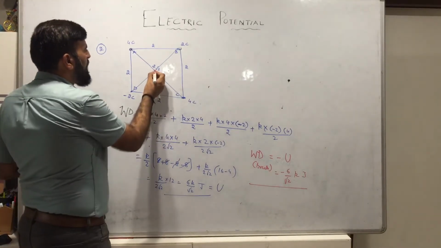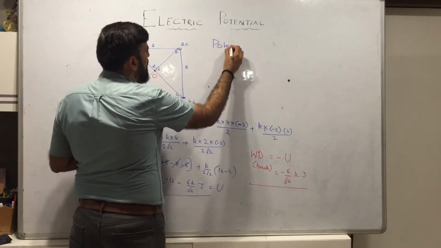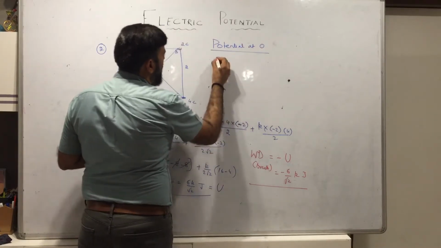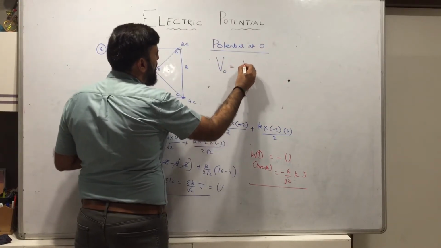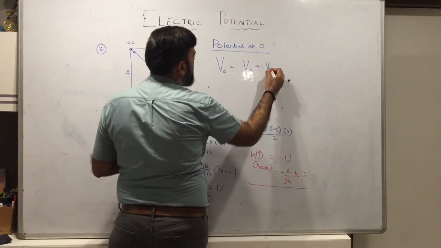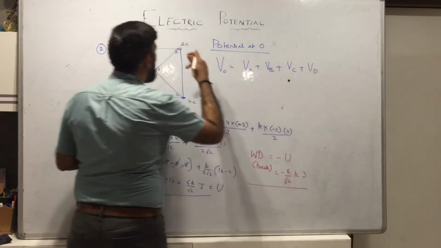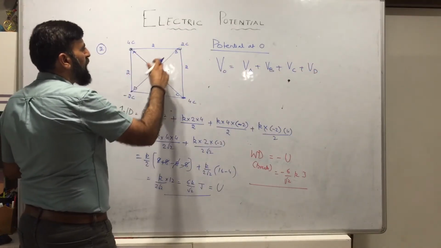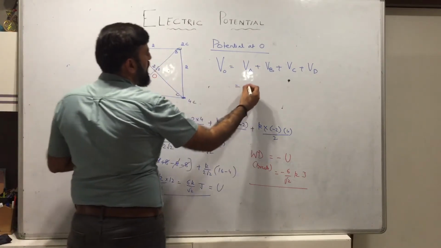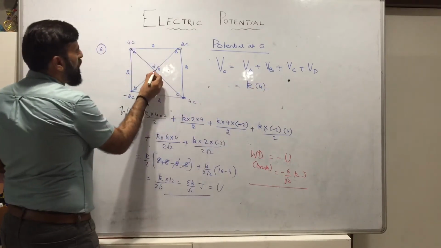So what is potential at O? I'll say potential at O, V_O, let me name it, which is potential due to A plus potential due to B plus potential due to C plus potential due to D. So what is potential due to A? K, Q is 4 upon OA.